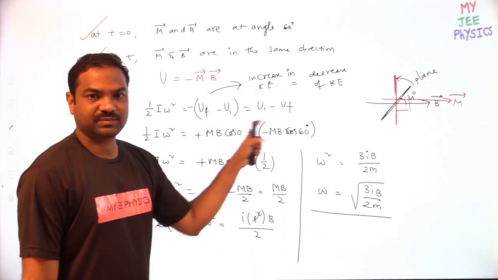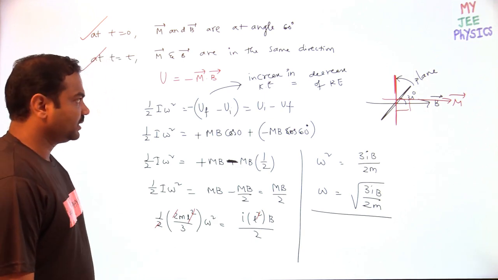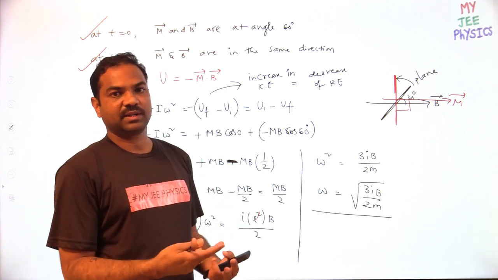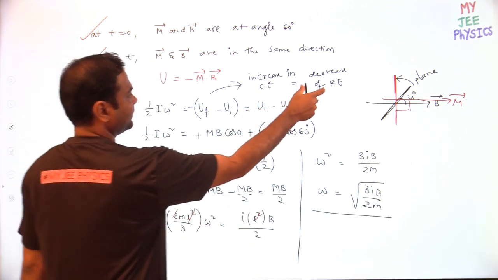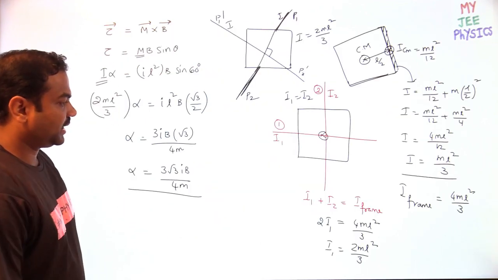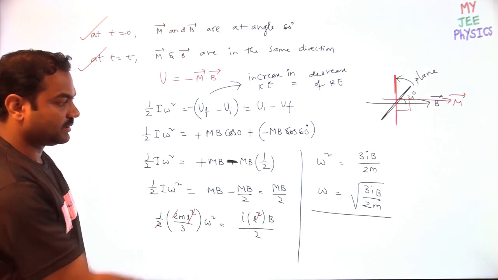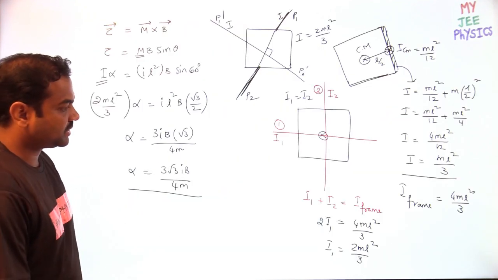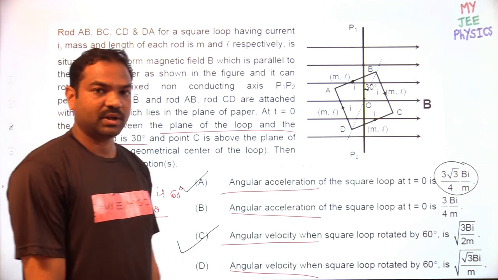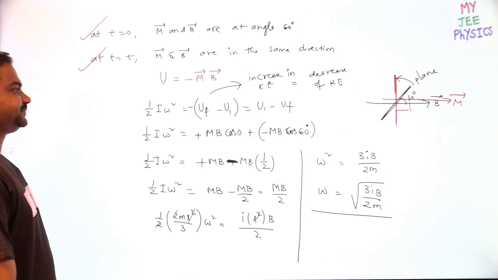Just there is some modification I have done here. Please check it. Please go through it again. So the decrease of one energy will give you the increase of other energy because the loop itself is rotating in the magnetic field. So the decrease of potential energy is equal to the increase in kinetic energy. So 3IB by 2m we got, that is the angular velocity. That means C should be the answer. Hope your answers coincide with this. Okay, so let us see the next question.